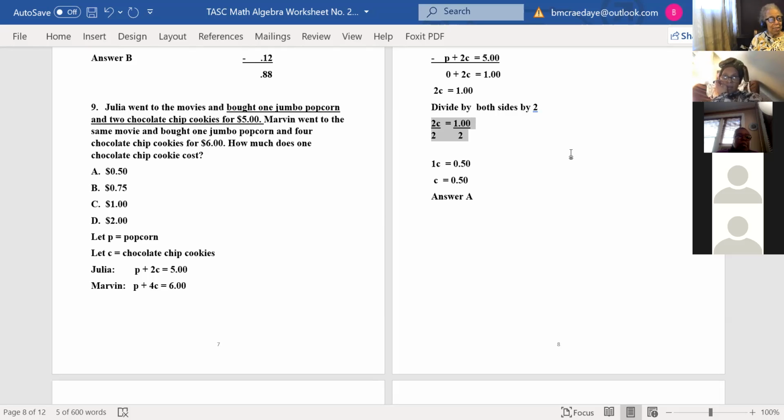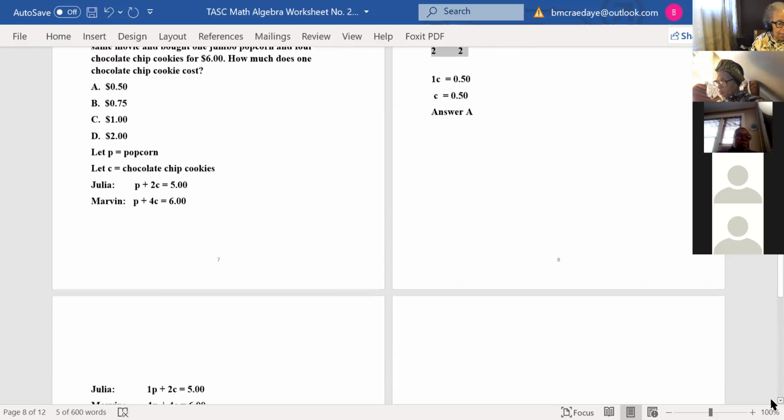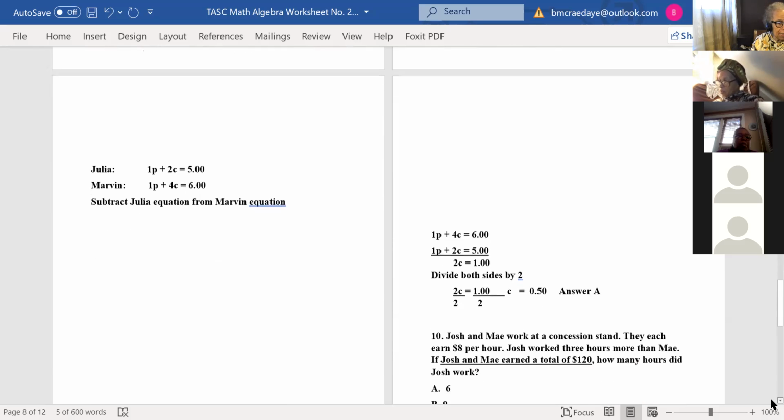So regardless of which one you use, Julia or Marvin, the popcorn costs $4. But what they ask you is, how much does one chocolate chip cookie cost? One chocolate chip cookie costs 50 cents. Questions? Okay, let's go to number 10.